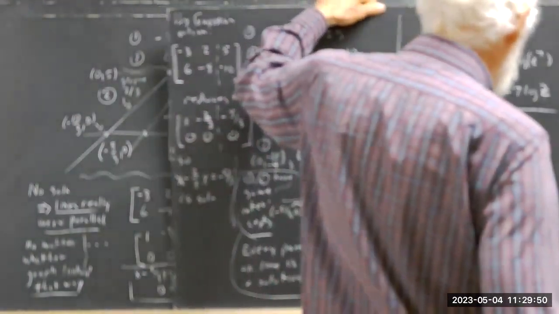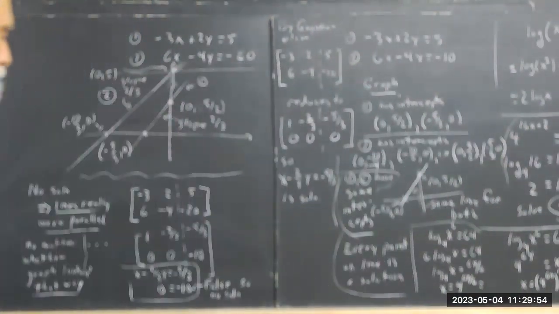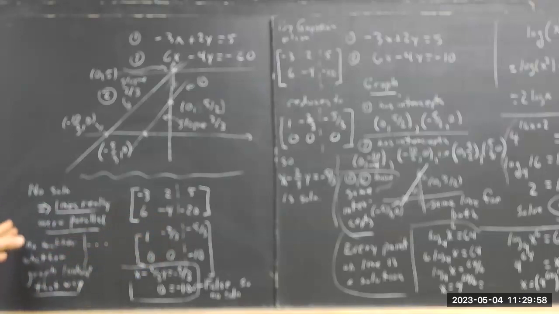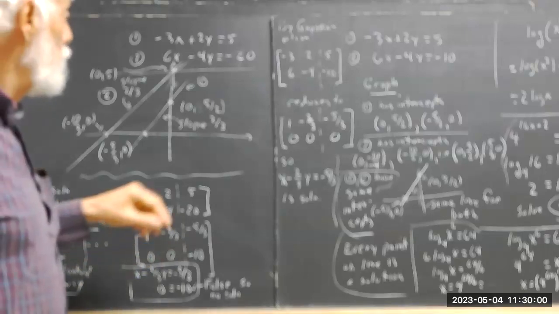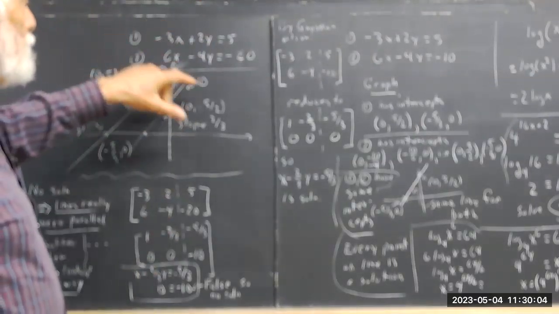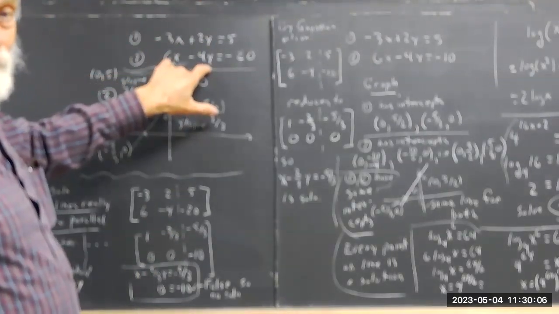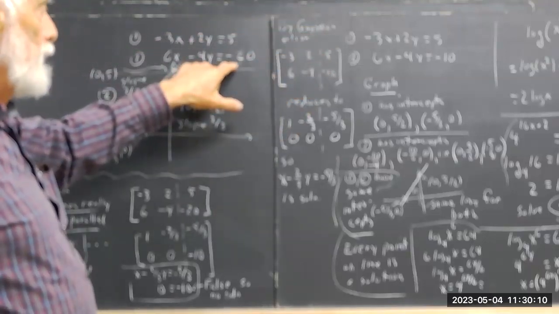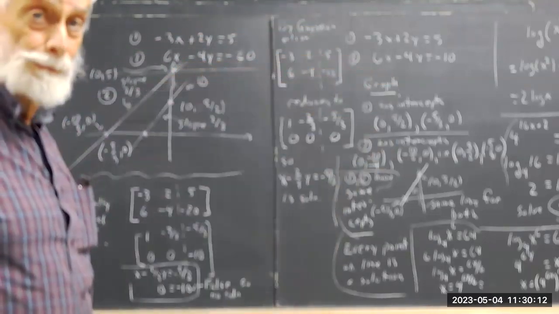Now, if we change the equation slightly, here's the same left-hand side. The first equation is the same as before, but the second equation has -20 instead of -10.